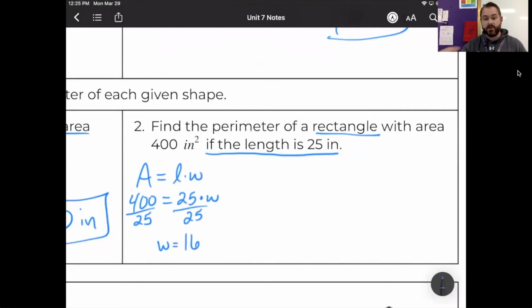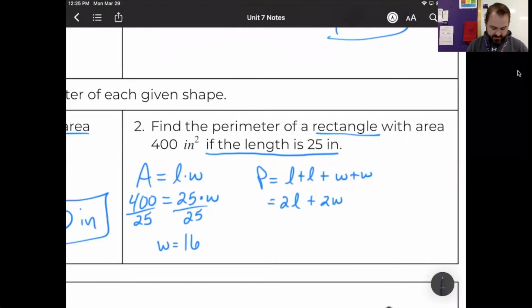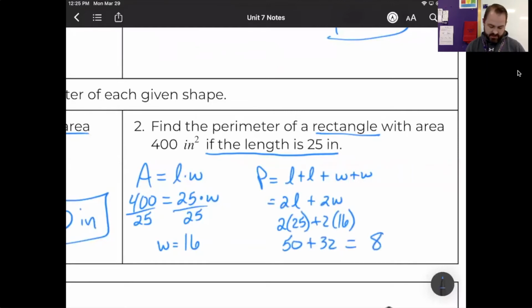So then the problem is asking me to find the perimeter. Well, perimeter is the sum of the sides. There are two lengths to a rectangle and two widths, or 2 times the length plus 2 times the width is a simplified version of that. That's 2 times the length of 25 plus 2 times the width of 16, giving me 50 plus 32, which is 82 inches for this perimeter.